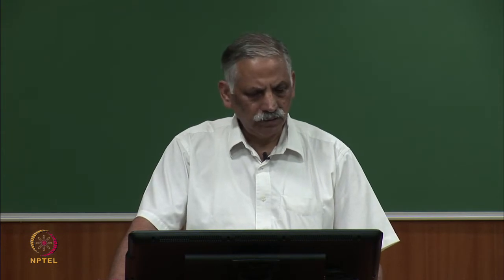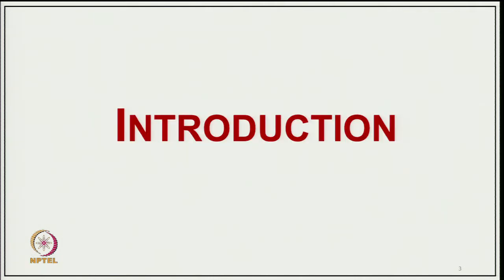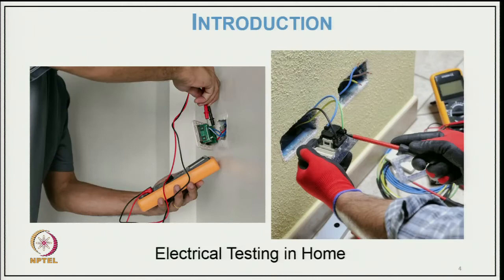So, starting from the outline of today's presentation: introduction, dynamometer type instrument, moving iron instrument, then electronic voltmeter, AC electronic voltmeter, cathode ray oscilloscope, CRO. Then we will talk about exercise and numerical problems, followed by references. So, coming to the introduction of today's lecture.